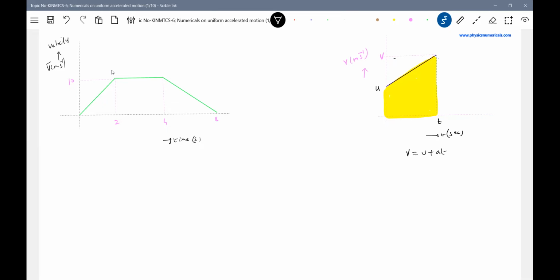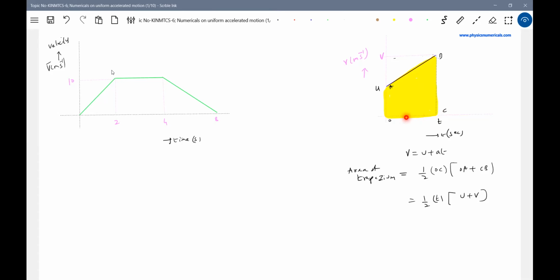And this will be like a trapezium, O, A, B, C. Area of trapezium, we'll see what we get. All of you see that the yellow strip is now a trapezium. So the area of the trapezium should be equal to half into height, which is OC, into the sum of parallel sides, OA plus CB. OC must be equal to t, OA must be u, and CB must be equal to v. The height of the trapezium is OC, and the sum of parallel sides is OA plus CB.